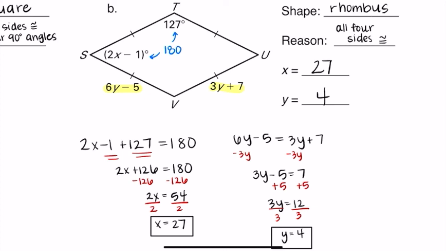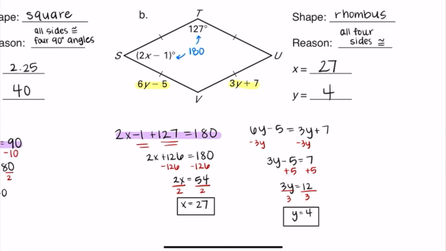So to solve for x, I notice that the angle that's marked with x is next to another angle that's in the picture. Remember that consecutive angles are supplementary, because a rhombus is a type of parallelogram. And so I can say that 2x minus 1 plus 127 is equal to 180, because those are consecutive angles. Going through and solving for x for that part, you would combine like terms, then subtract the 126 from both sides, and then finally finish by dividing by 2. So you get x equals 27.